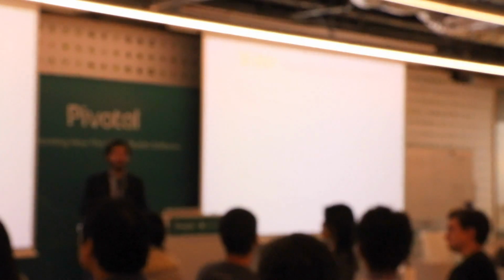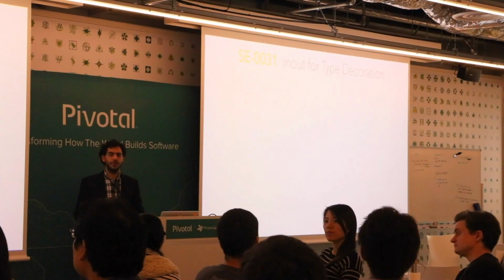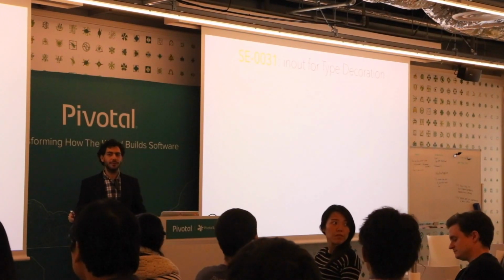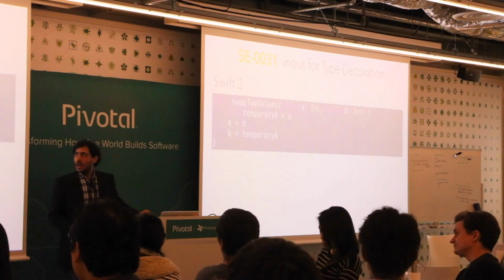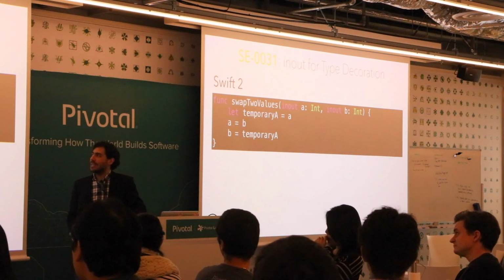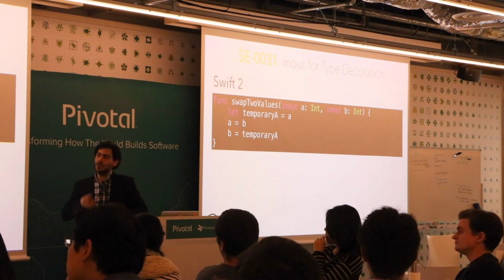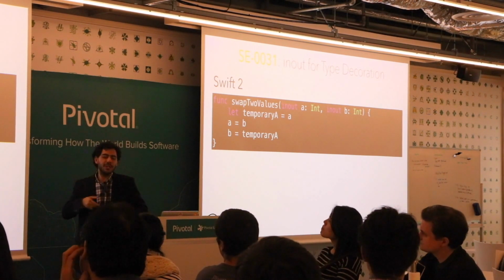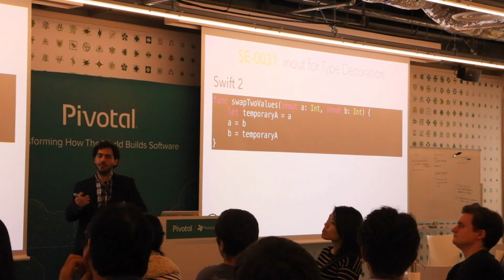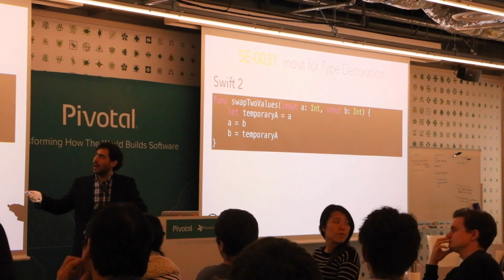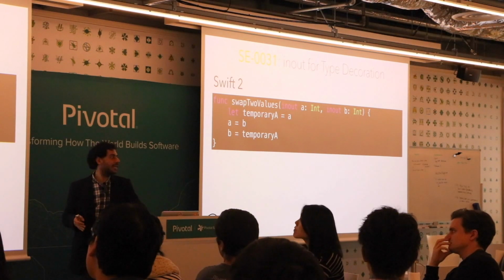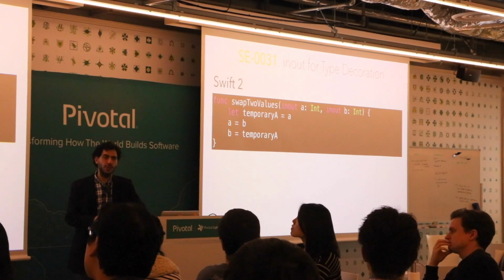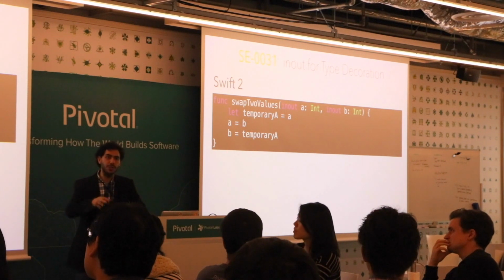Who's been using in-out? Has anyone been using in-out here? Okay. So in-out is basically a way, for safety or declaration purposes, to deal with the fact that parameters passed to a function cannot be modified inside the function. You would have to declare a new variable to get that value.